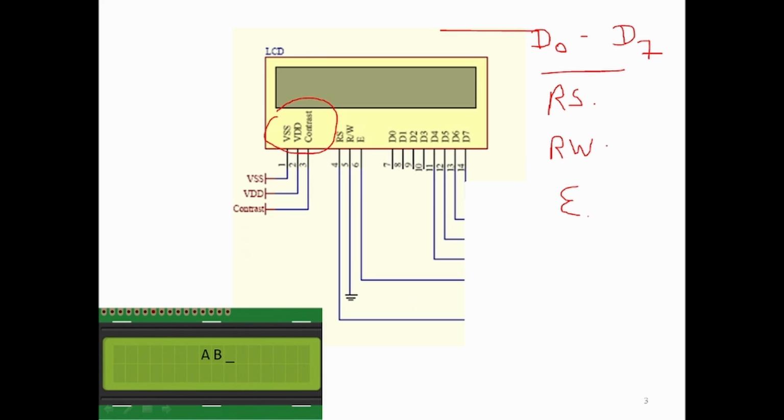The other pins are for power supply and contrast adjustment. Anyway, you have to connect them to a specific power supply and ground, and if you want to adjust the contrast or backlight, you can use a variable resistor type of thing. But we will not discuss this in this video.